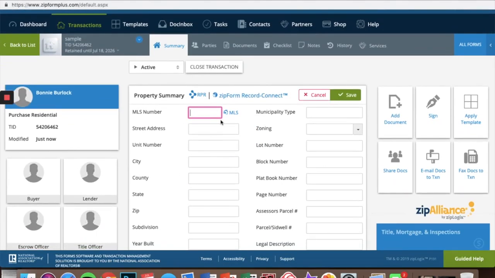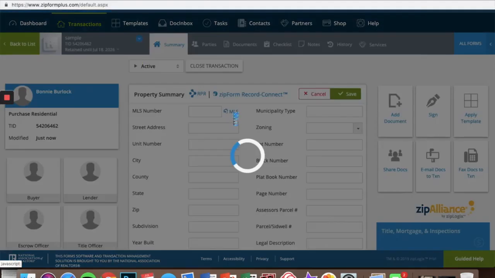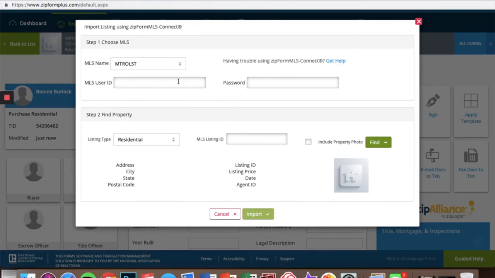A cool feature to note when you get to this homepage is the MLS Connect feature. If you know the MLS number for the home that you're writing an offer on, you can actually click this MLS tab, and you can type in your MLS login information as well as the listing ID, and click find, and the property will actually show up in this area. And once you see it there, you can select import and it will download some of the information for your offer for you, so you don't have to fill in every single field.